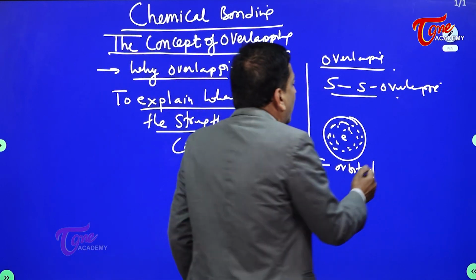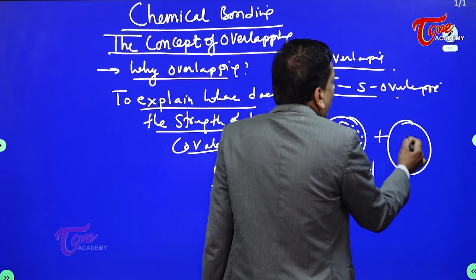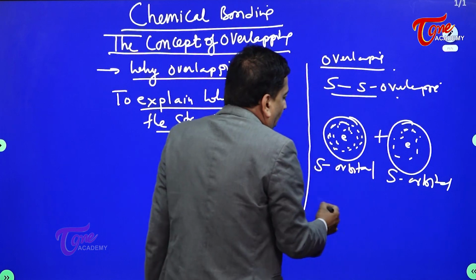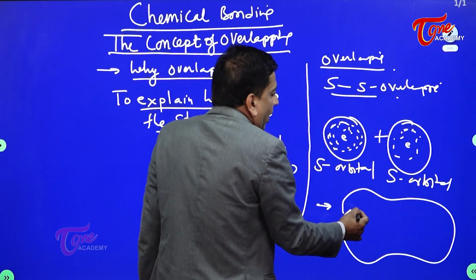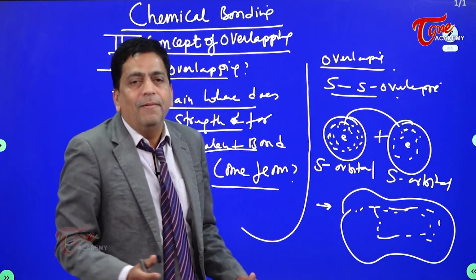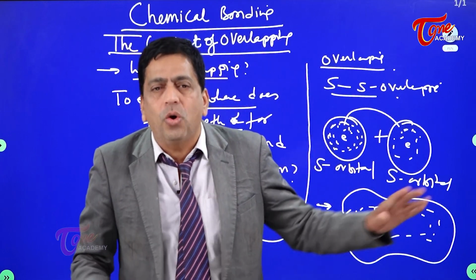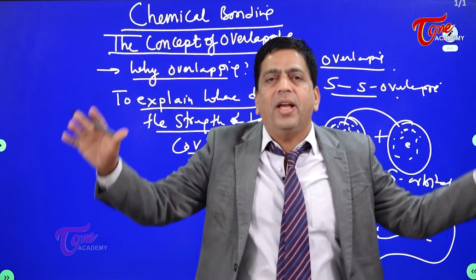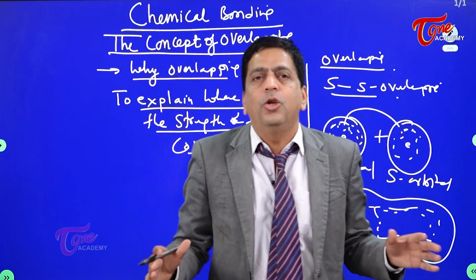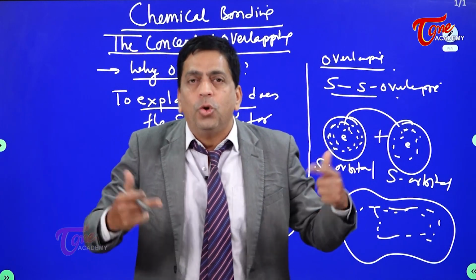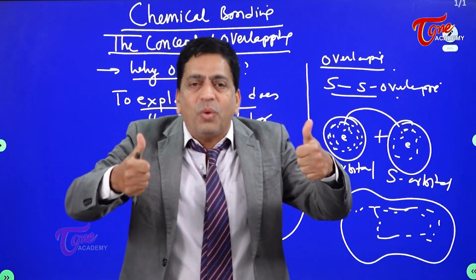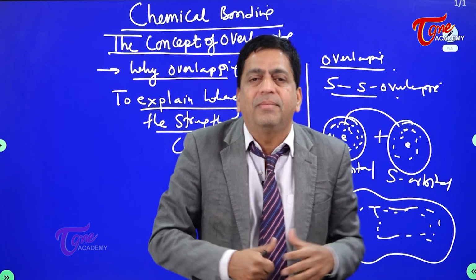Now, if you want to overlap it with another s orbital, which is moving like this, they both overlap, and finally you get this, and you have a larger area to roam. These two are atomic systems where the electrons are localized, and when they overlap, you get a larger area for the electrons to roam around. When the electrons roam around on a larger area, you lose more energy. When you lose more energy, you gain stability. That is where the strength of the bond is coming from.